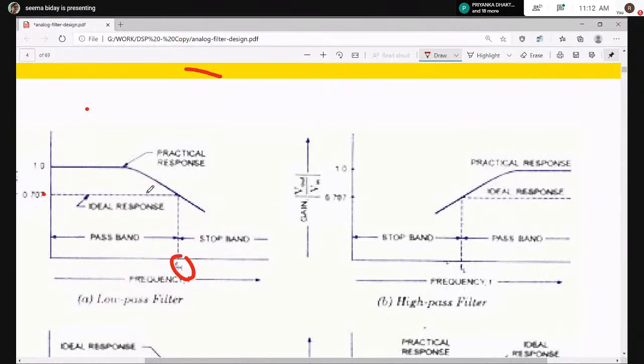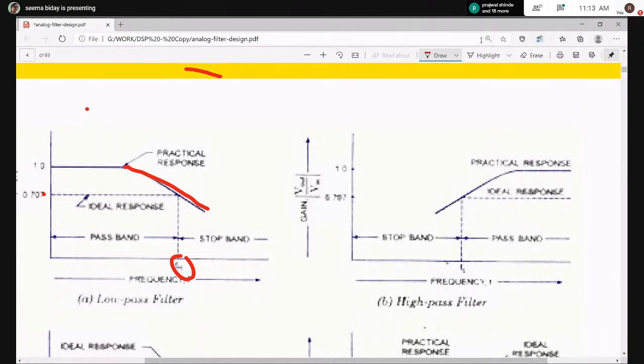So what is done, instead of infinite slope, you can have a slope like this, right? So now what is given in this case? This is the practical response. And how do we define cutoff frequency? Cutoff frequency omega c or fc is the frequency at which, if the gain is 1 here, it will be 1 by root 2.